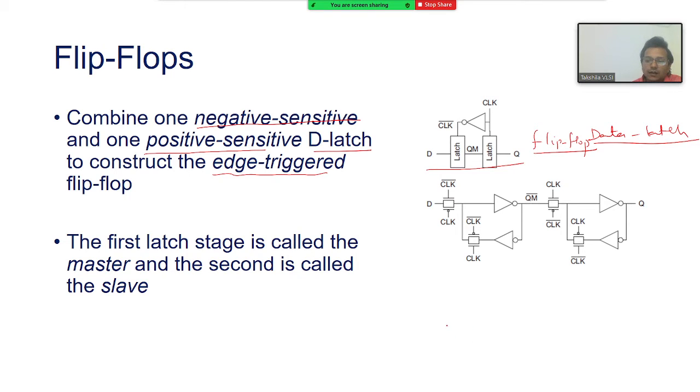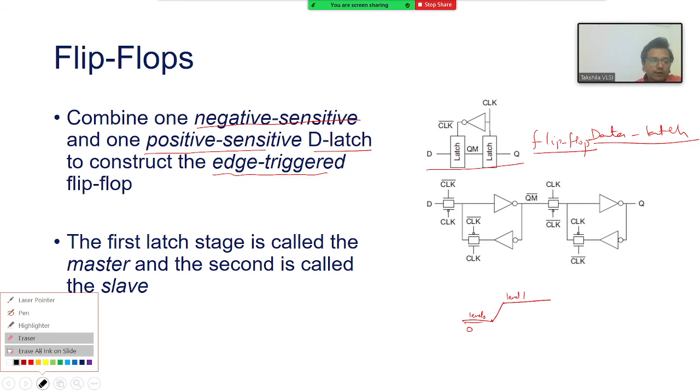Edge trigger means now when you do the clock tree synthesis using your EDA tools and all that, this level sensitive positive or negative and the edge trigger sensitive positive and negative needs to be understood. So what is level? This is called level 0. This is called level 1. So when you make a transition from level 0 to level 1, and again that's the level, remember always.